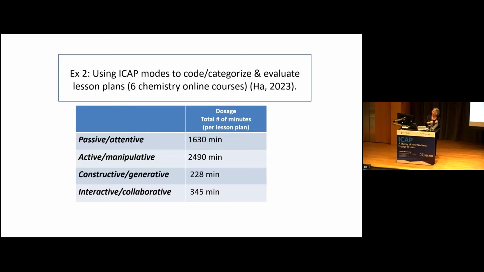So as you can see across these things, about 1630 minutes and 2490 minutes total were devoted to active and passive activities. There's hardly any constructive or interactive activities. So 80% of the time is spent on shallow ways of learning. And this is a chemistry course. So ICAP can be used as a coding scheme, and that's one of the most popular ways it's been used in the literature so far.